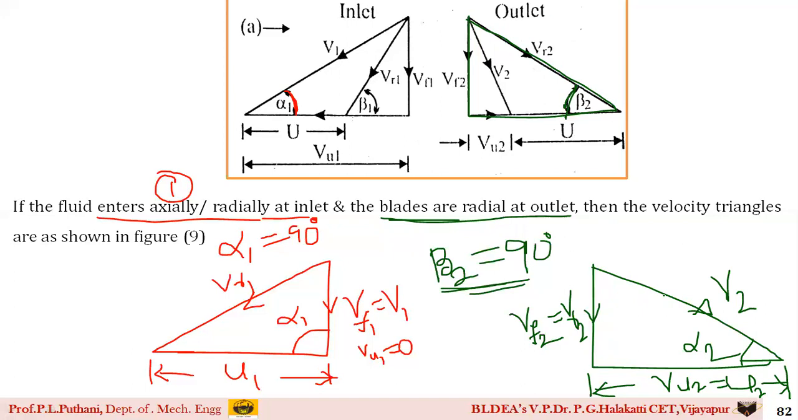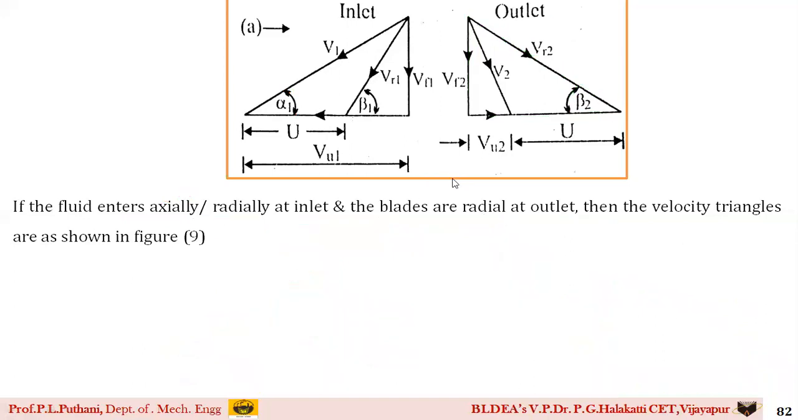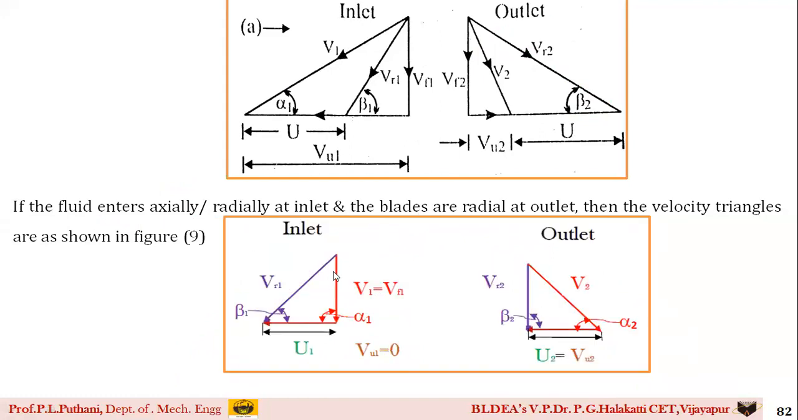First condition is fluid entering radially at inlet. Second condition is blades are radial at outlet. Blades radial means beta 2 is equal to 90 degrees. Fluid entering radially means alpha 1 is 90 degrees. Is it clear? Now let us see the nature of the graph, how it looks in figure 9. As I said, with fluid entering radially at inlet and blades radial at outlet, U2 is equal to VU2. The next case.